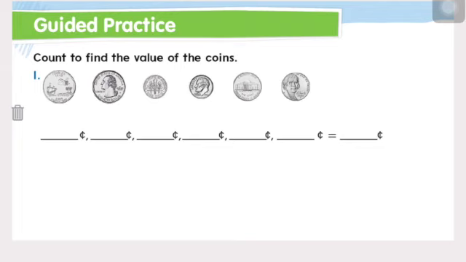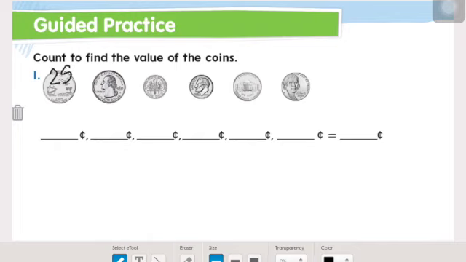number 1 here. It says count to find the value of the coins. So this first one here is the back of a quarter. Now, a few years ago, they did a state on every quarter. So every state had to come up with a design, and then they made it into a quarter. So this one says Florida on the back, and that's why, because this is their design that they used. So this is still a quarter.